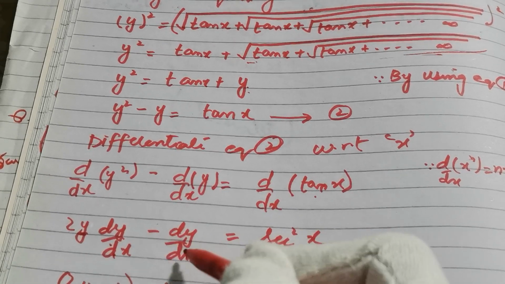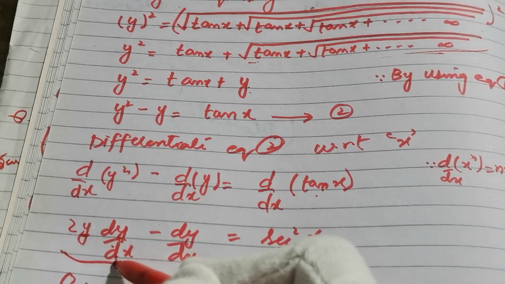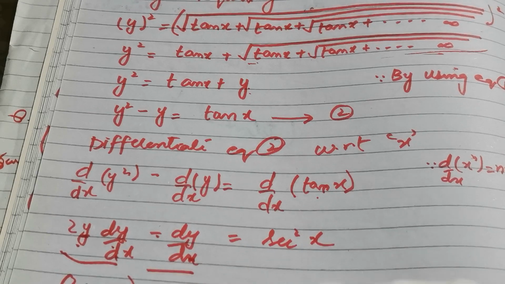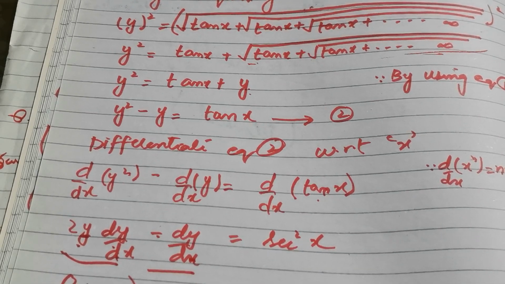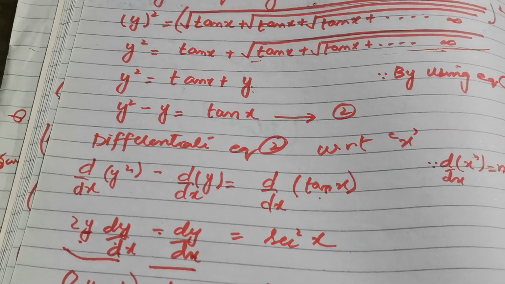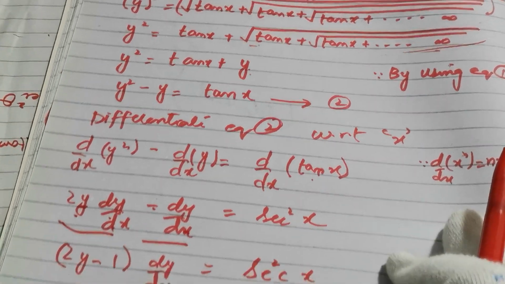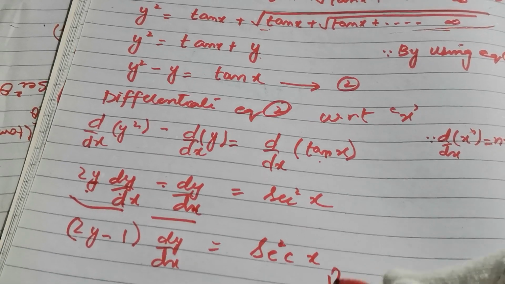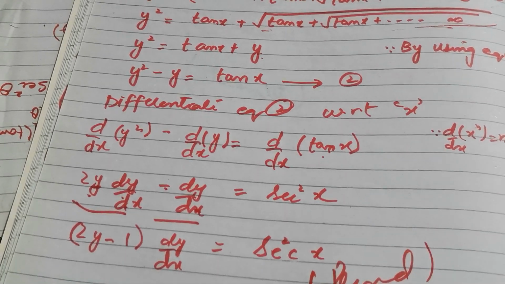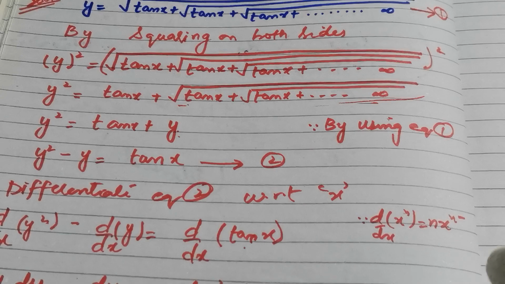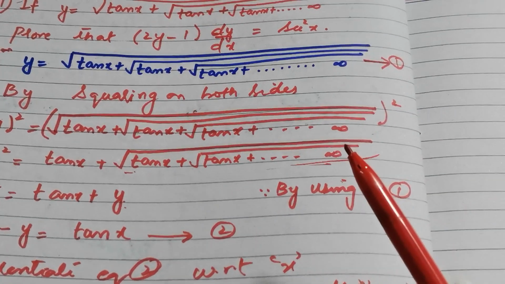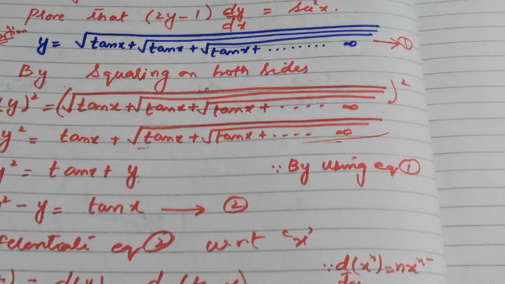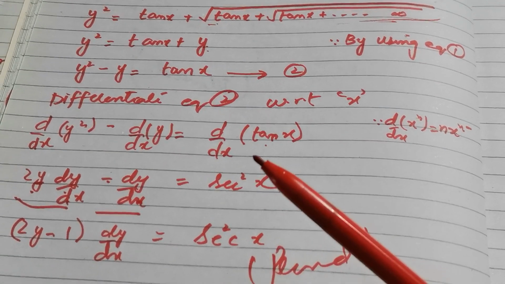Now dy by dx is common from these two terms. This is the first term and this is the second term. 2y minus 1 dy by dx is equal to secant square x. This is proved. We wanted to prove that 2y minus 1 into dy by dx is equal to secant square x. Very simple question.